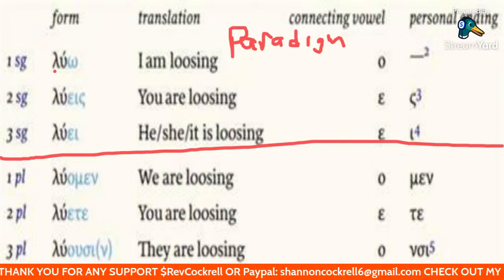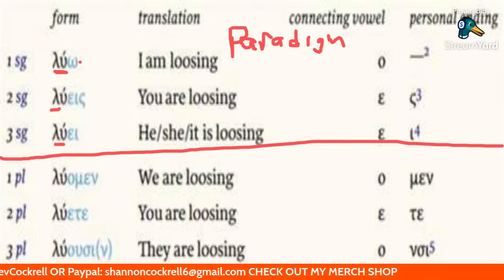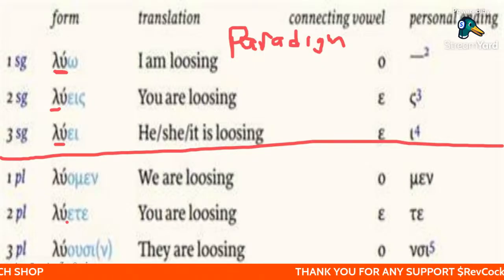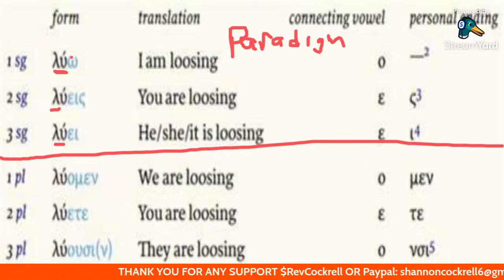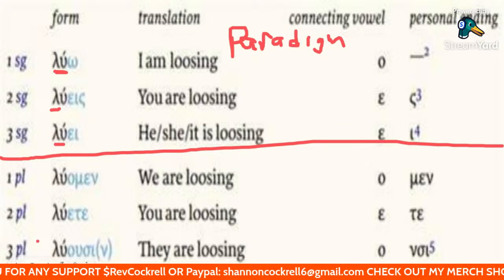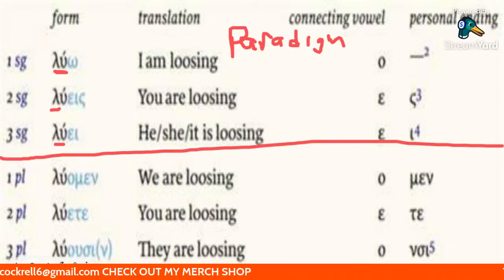Notice in bold, that's your stem: l, lu. And then here are your endings: luo, lueis, luei, luomen, luete, lousin. And so right there, you know the first person endings of all the Greek verbs, the present tense endings of all the Greek verbs so far.